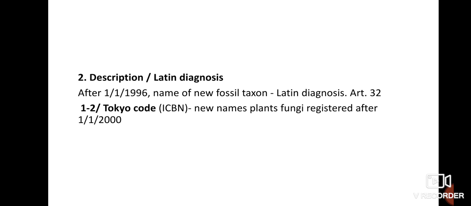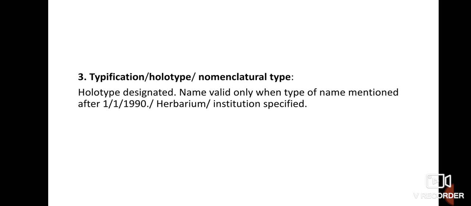Second criterion is Latin diagnosis. The name of the new taxa should have a Latin diagnosis, that is, translation of all features in Latin language. Third, typification or holotype or nomenclatural type. Holotype should be designated. The name of a new taxon is valid only when the type of the name is mentioned after 1/1/1990. For the name of a taxon whose type is a specimen or unpublished illustration, the herbarium or institution in which the type is conserved must be specified.